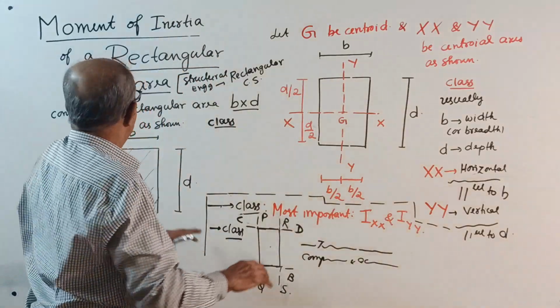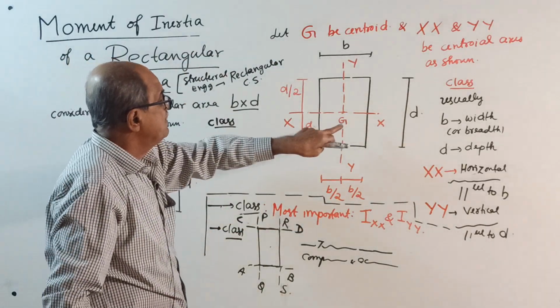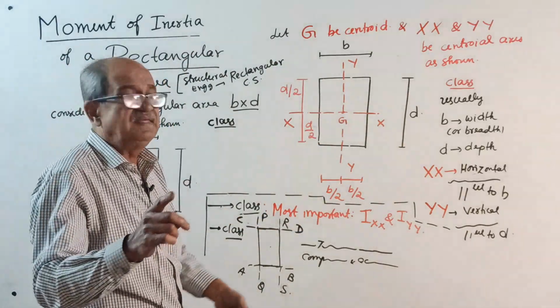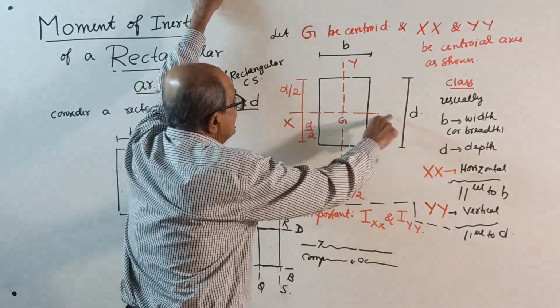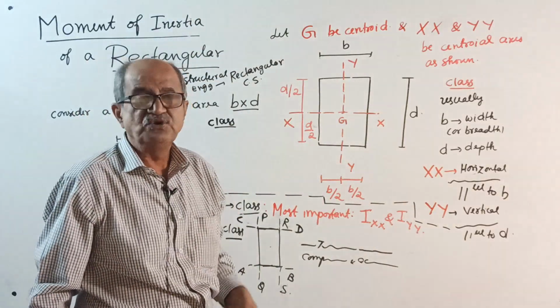First, I will do one thing now. This everything I will remove. Now I will start moment of inertia. I will get the expression for I about XX, I about YY. Now, almost everybody knows the answer.